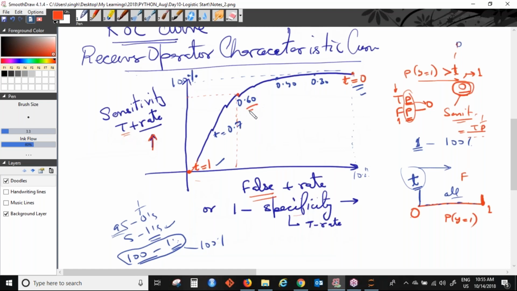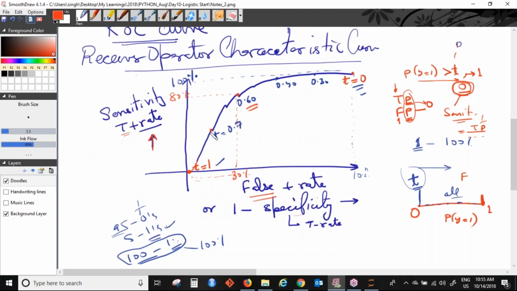Okay, look at this number. If I take a threshold of 0.6, I am almost close to 100% in sensitivity. And look at the error part. I'm very close to 0. Maybe this is 30%, but here it is 80%. So I get a sensitivity of 80% if I take a threshold of 0.6, and I get a false positive rate of 30% if I take a threshold of 0.6, right?